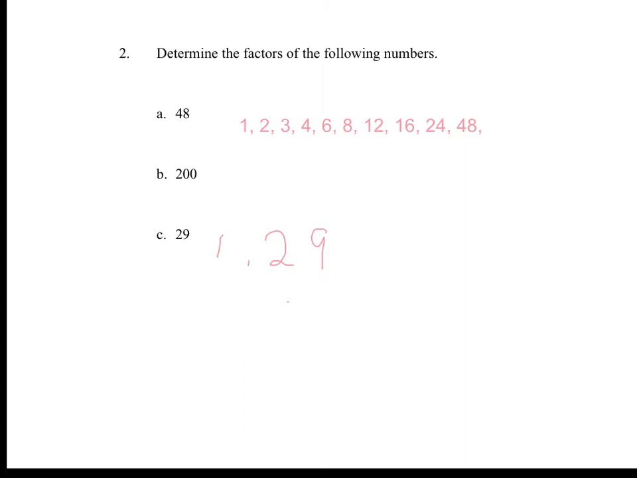Okay, so for 48, you can multiply 1 and 48 to get 48, 2 and 24, 3 and 16, 4 and 12, and 6 and 8. So these are all the factors for the number 48. Okay, the answers for 2b, 1 times 200, always, right? It's 1 and the number itself. And then 2 times 100, 4 times 50, 5 times 40, 8 times 25, and 10 times 20. Okay, so those are the answers for number 2.